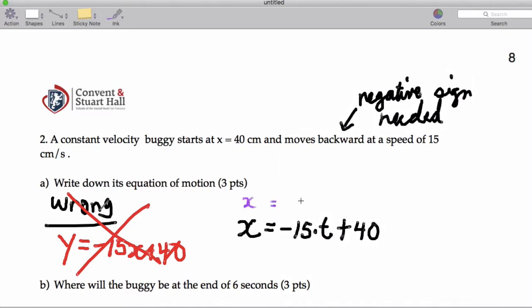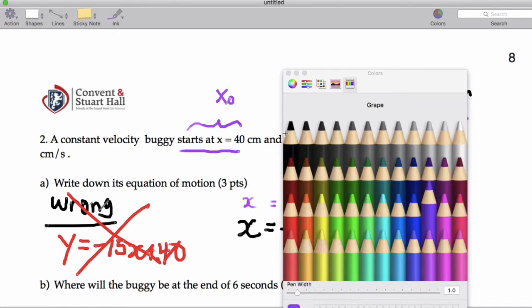x equals v naught t plus x naught, where this is the initial position. So this is v naught here. The negative sign means it's going backwards. And it says it starts at 40 centimeters. That lets you know that that's the y-intercept on the graph, which is the initial position in real life.